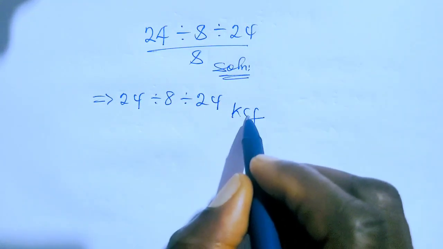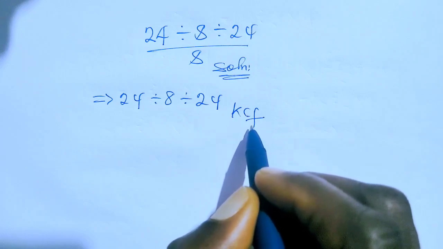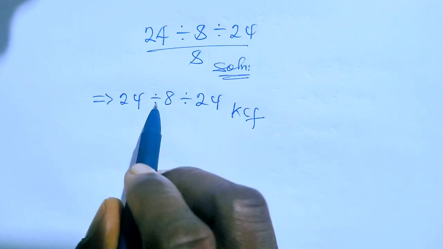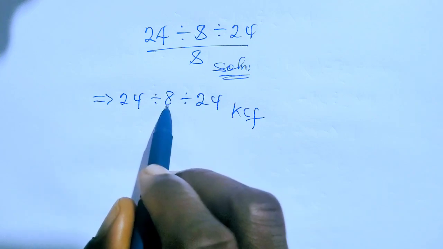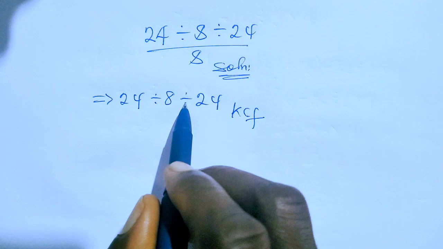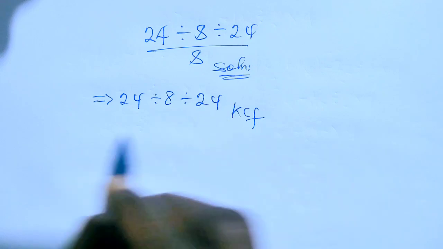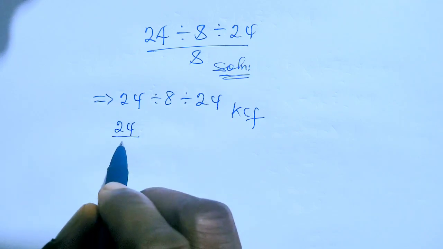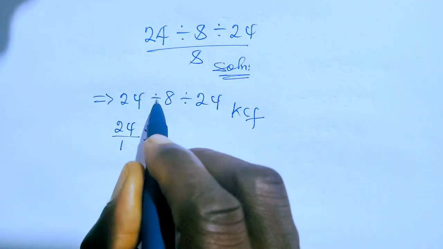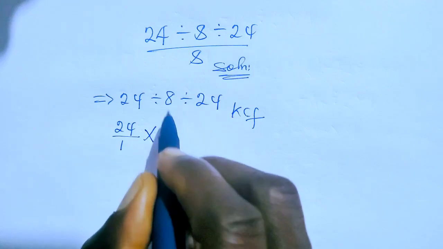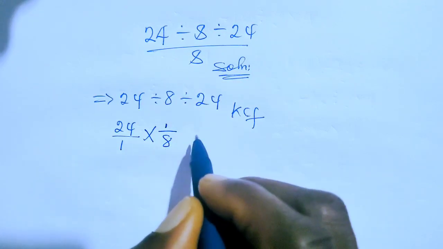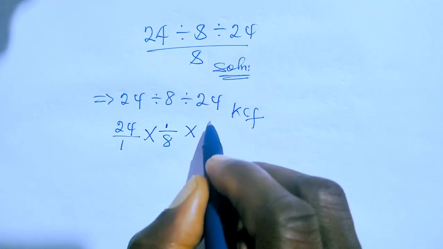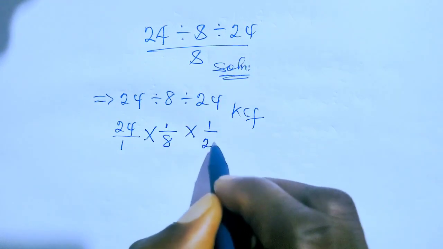K means keep, C means change, F means flip, which implies in this expression we are going to keep 24, we change the sign to multiplication, we flip 8, we change this sign to multiplication, we flip 24. But we know that 24 can also be expressed as 24 over 1. When we change this division sign to multiplication and we flip it, that gives us 1 all over 8. We change this sign to multiplication, we flip 24, and that will give us 1 over 24.